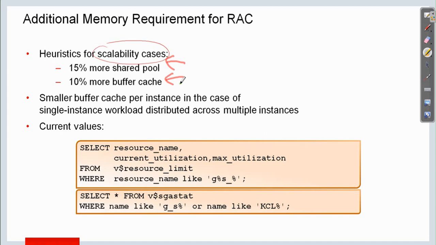And also, we need a smaller buffer cache if you simply convert a single instance to RAC with the same pattern and the same amount of workload, but only when you actually add an additional instance for scalability, then you add a little more memory. And we have V$ views that give you resource limit information and also SGA utilization information.